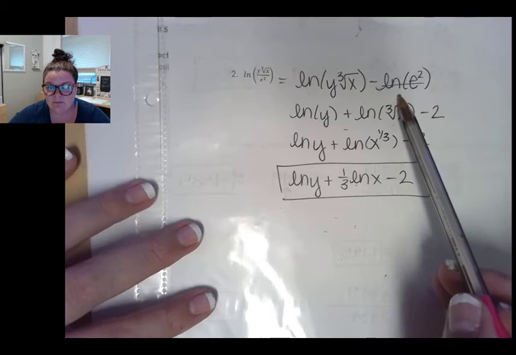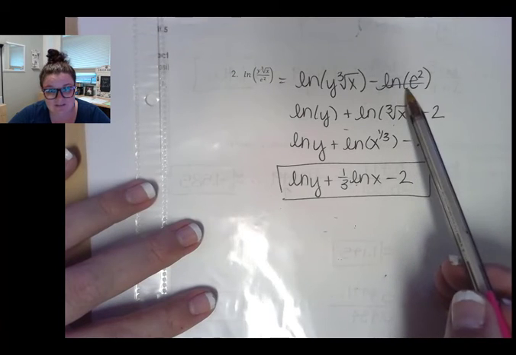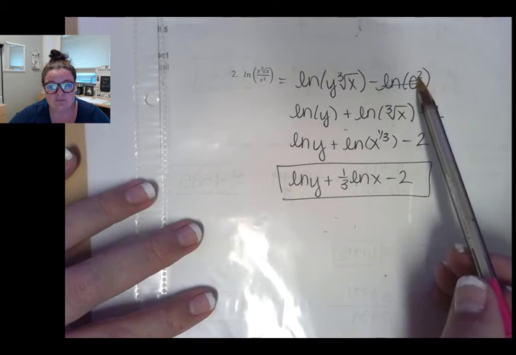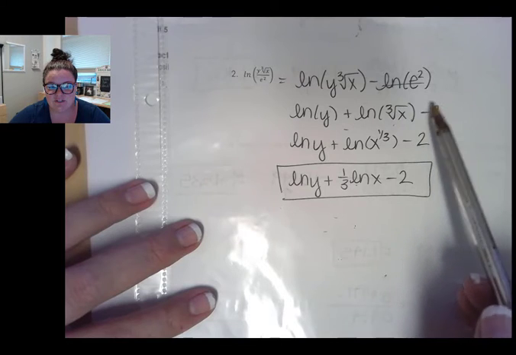On my second term, I have ln of e squared. Ln and e are inverses, right? So that cancels, and I'm just left with the negative and then the 2 from the exponent. So that just becomes negative 2.